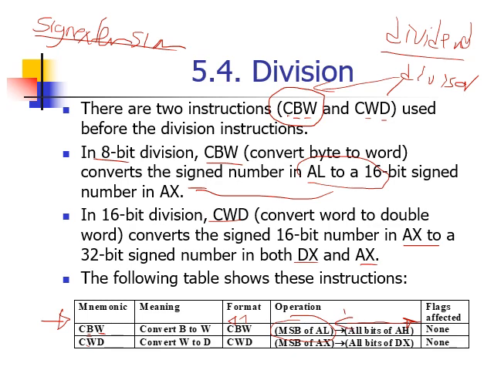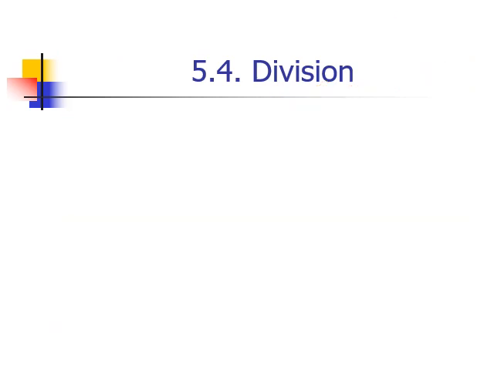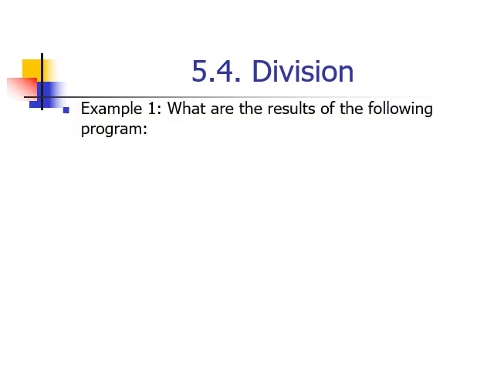If it's 1, you place 8 ones. If it's 0, you place 8 zeros. So this is what we mean by sign extension. Okay, so sign extension is good to prepare your dividend before division. Example.